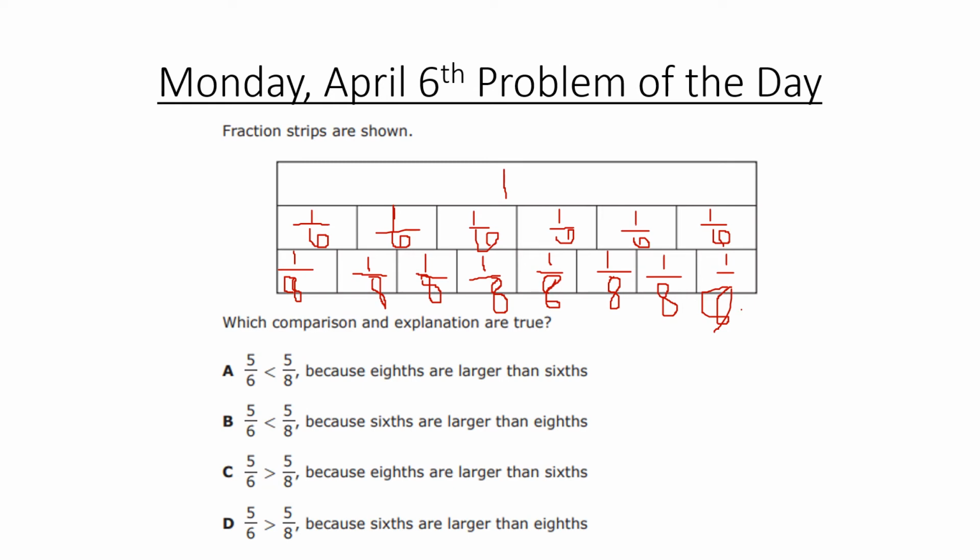Okay, 5 out of 6. I'm going to put a box. I'm going to go back up here. This is where my 6's are. Okay, 5 out of 6, I'm going to put a box to see what 5 out of 6 would look like.